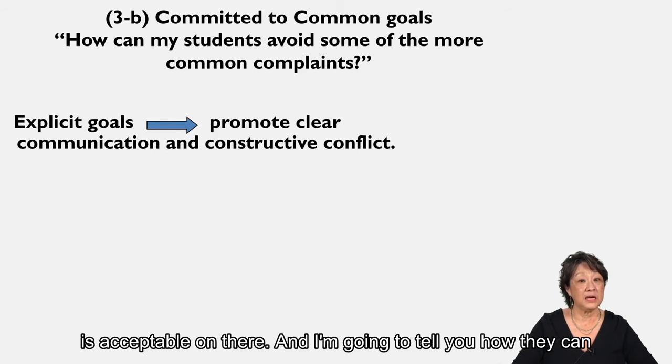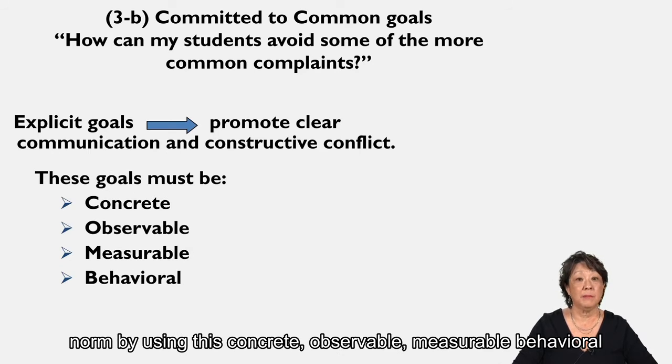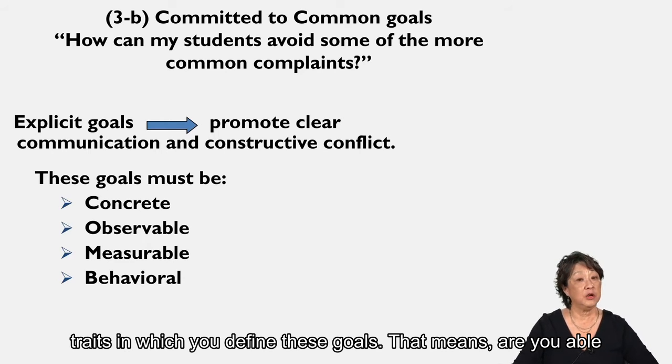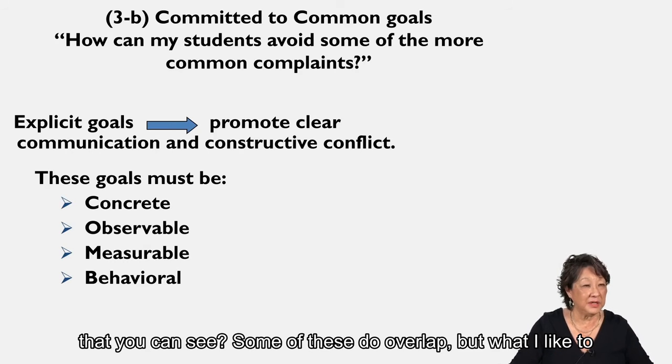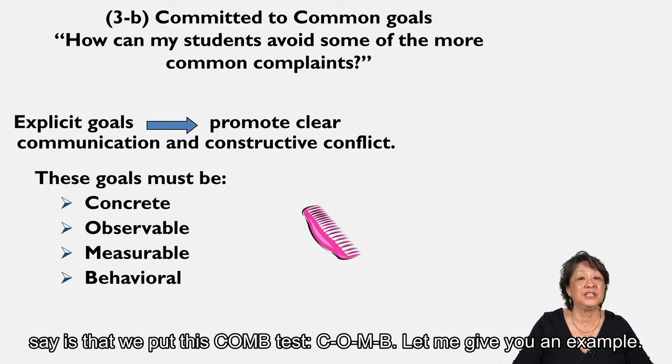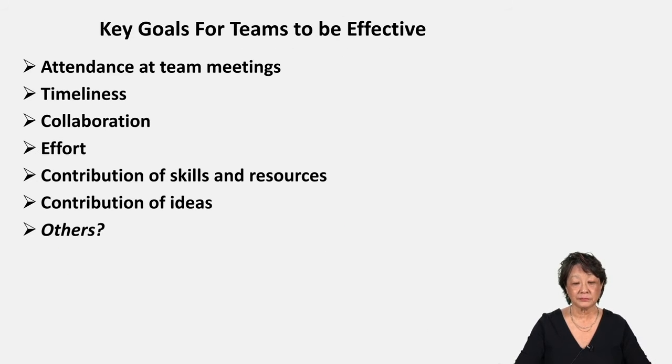And I'm going to tell you how they can norm by using this: concrete, observable, measurable behavioral traits in which you define these goals. That means, are you able to see it? Is it real? Is it measurable? Is it a behavior that you can see? Some of these do overlap, but what I'd like to say is that we put this COMB test, C-O-M-B. Let me give you an example.